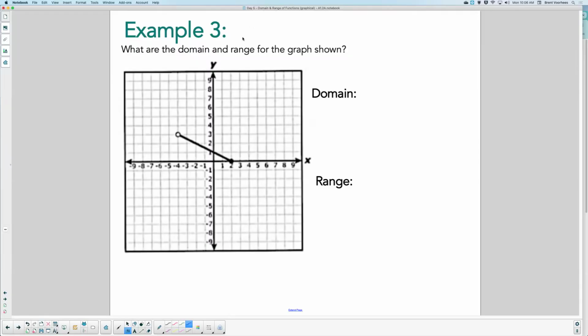Okay, it's time now to look at a different type of graph. Now look at this graph. This graph is different. What do you notice about this graph? It's connected. So what do we call it if it's connected? Continuous is the word. This is a continuous graph.